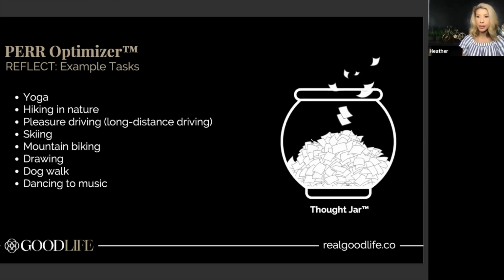So some good reflect examples would be yoga, hiking in nature, pleasure driving. And I don't mean driving in between appointments or when you're rushing off to do something. To me, this would be a lazy Sunday drive. For me, long distance driving, I love road trips, and it's when I have some of my best reflect time periods. Skiing, mountain biking, drawing, dog walking, dancing to music, just going on a simple stroll by yourself. These are all great reflect tasks.